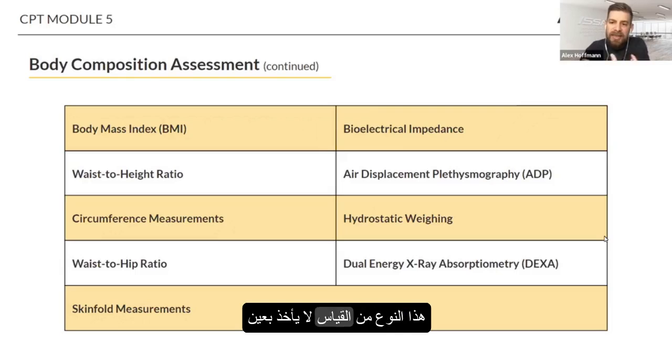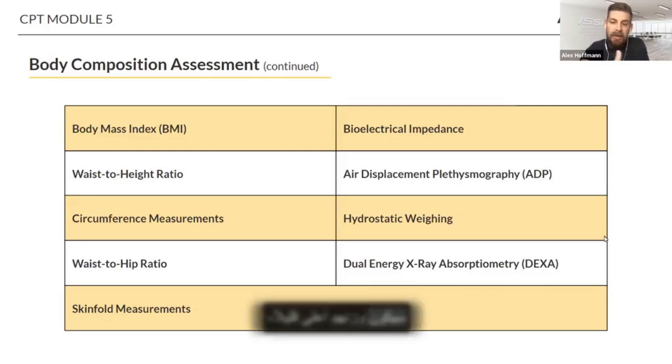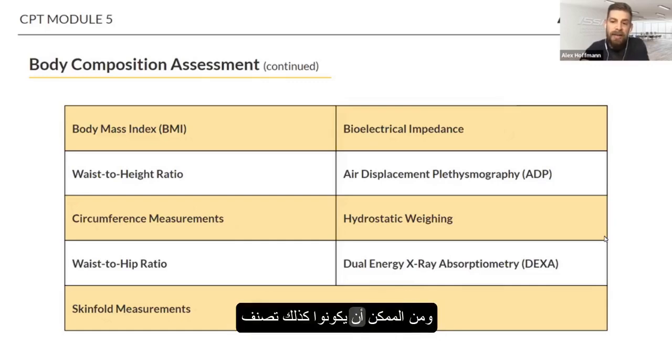This type of measurement doesn't take into account a client's actual fat mass or lean body mass. You could get someone who's very muscularly dense and maybe has a low body fat percentage, but because they're muscular dense, their weight would be a little bit higher, and they could be classified as obese based off of a body mass index.